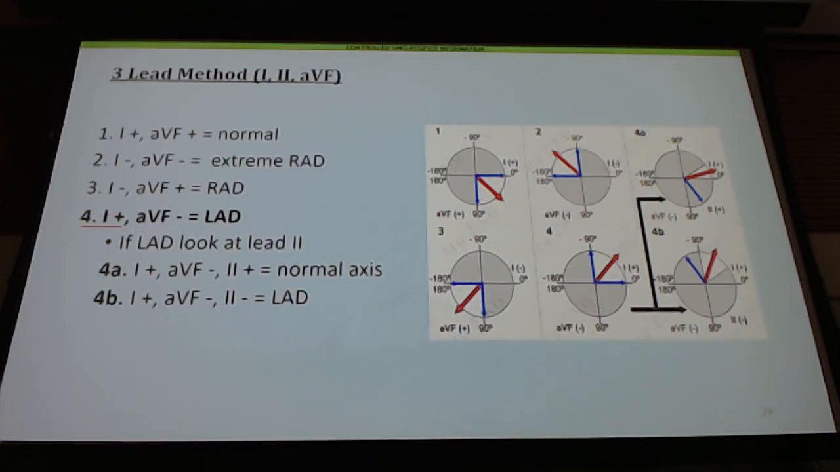And what that's going to look like is, let me replace the AVF, so the right hand, with lead 2. And now put lead 2 in your right hand and move your thumb in the direction of the QRS in lead 2. If you're up in 1 and you're up in lead 2, then you have a normal axis. But if you're down in lead 2, then you have a true left axis deviation.